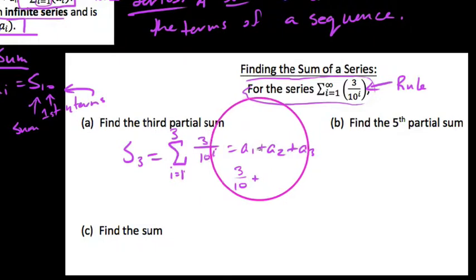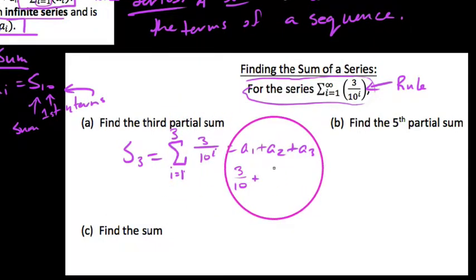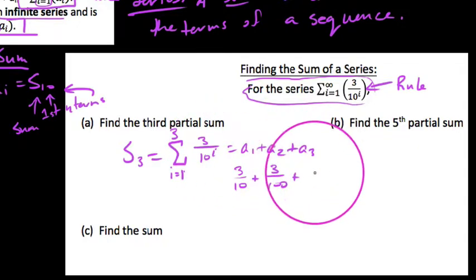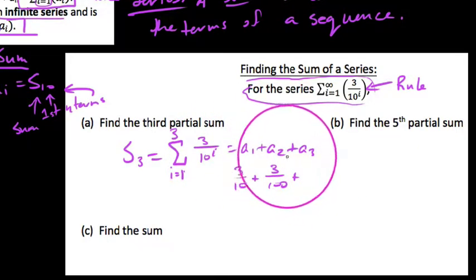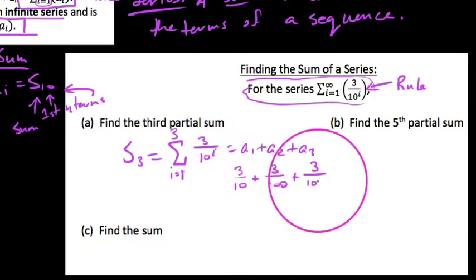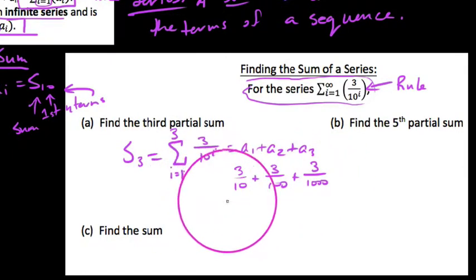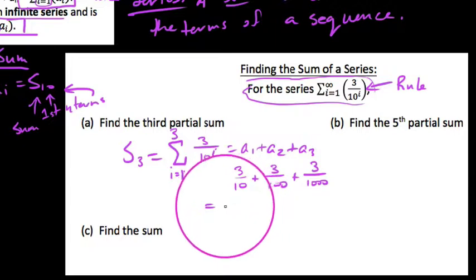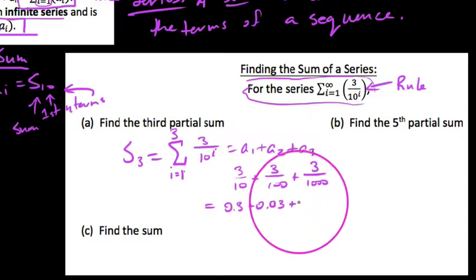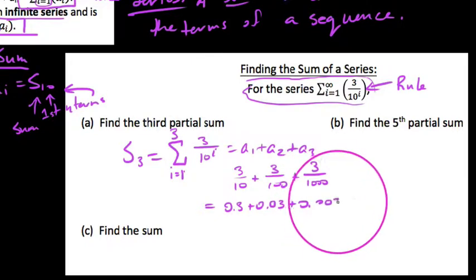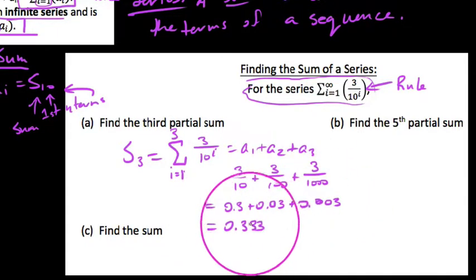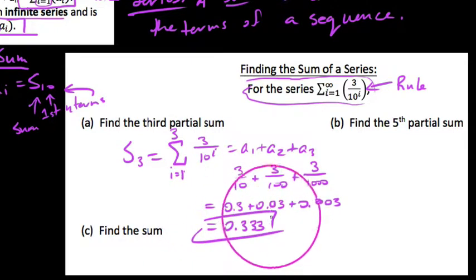plus now 3 over 10 to the second for a2. So we say 3 over 10 to the second is 3 hundredths. And we say 3 over 10 to the third, which is 3 over 1,000. So we get 3 thousandths. Basically here, if we were to put this into a calculator, you could check this, you get 0.3 plus 3 hundredths, which is 0.03 plus 0.003 is 3 thousandths. You get 0.333. So you get some finite sum here, okay?